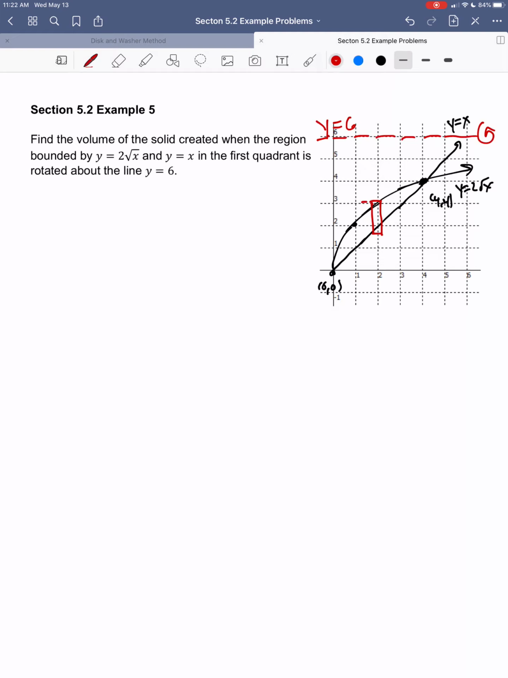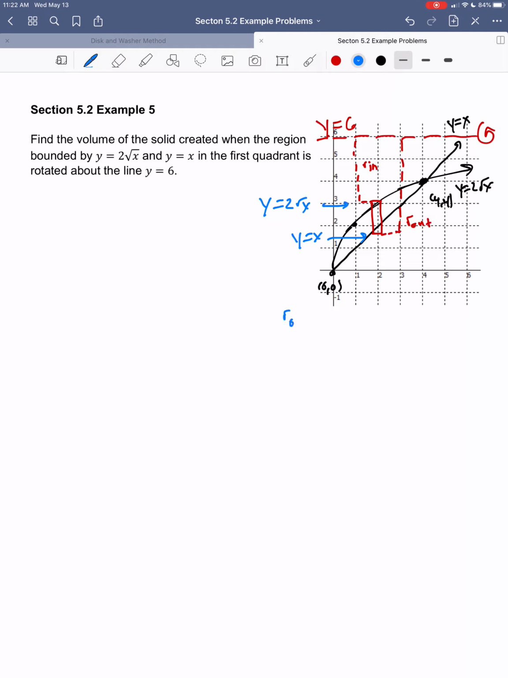The inner radius is going to be from the top of the rectangle up here. The outer radius then is going to be actually from the bottom. That's the farther distance to this axis of rotation. And of course, those are vertical distances, so I'm going to have to subtract y coordinates. So the top of this rectangle is on the curve, so that's y equals 2 square root of x. And the bottom of the rectangle is along the line, so that's y equals x.